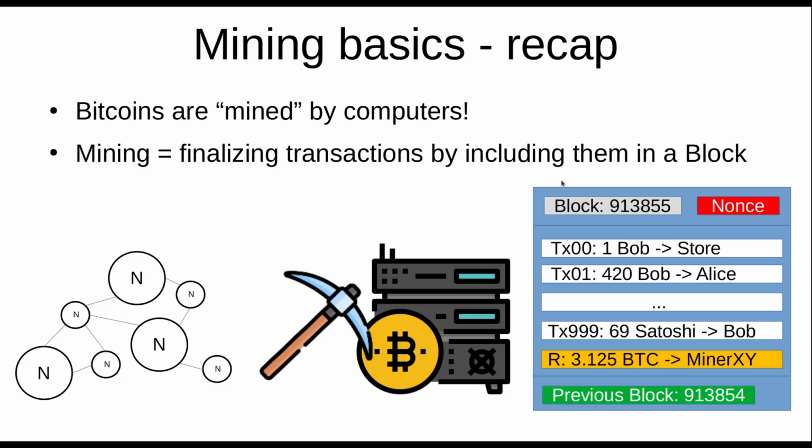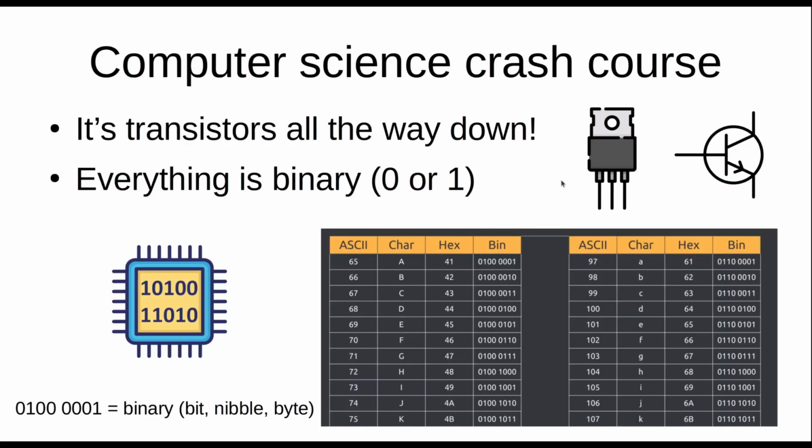Today we will look at this, and to do that we first need to do a quick computer science crash course, because to understand mining you need to know how computers work. And basically what it all comes down to is this thing here, which is a transistor. And this is what a transistor looks like if you buy a single one, and this is the schematics of it. And basically a transistor has 3 inputs or outputs, or 3 legs, and it is just an electronic switch.